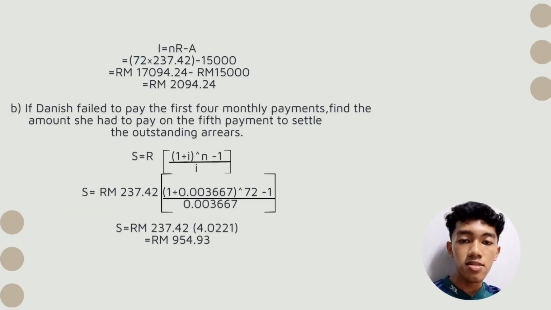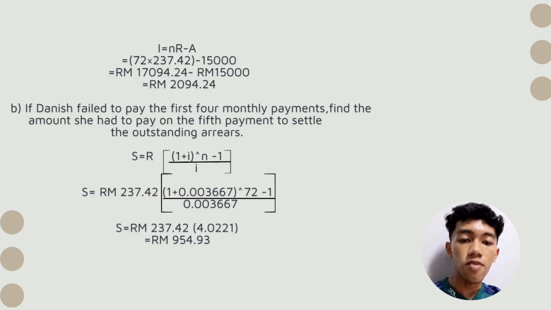Next we must find the interest. We use the formula I = nR - A. So we put in the numbers: (72 multiplied by 237.42) minus 15,000. We calculate and get 17,094 ringgit 24 cents minus 15,000. We calculate, and we get 2,094 ringgit 24 cents.